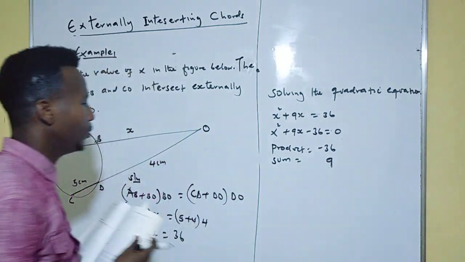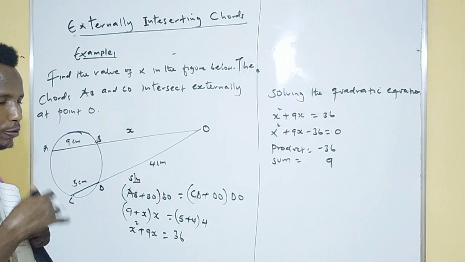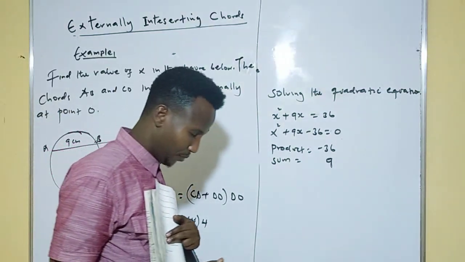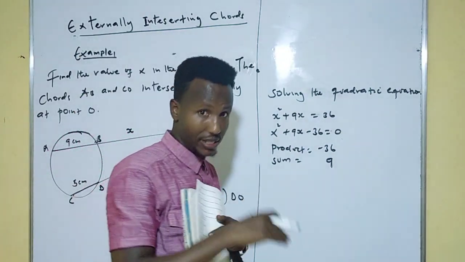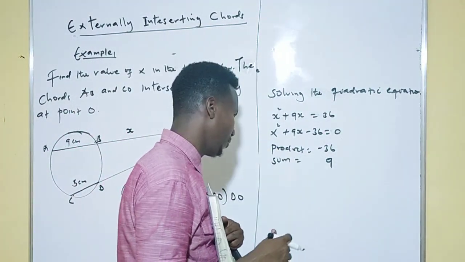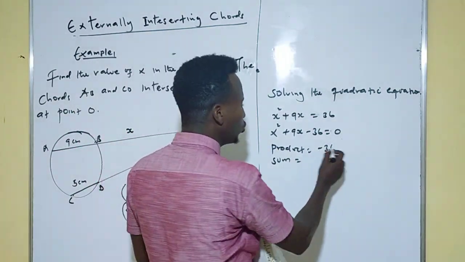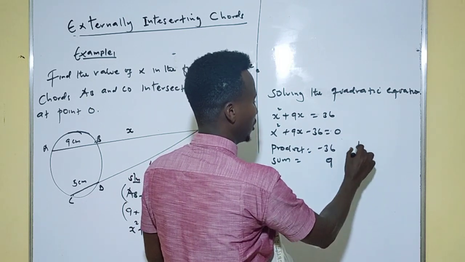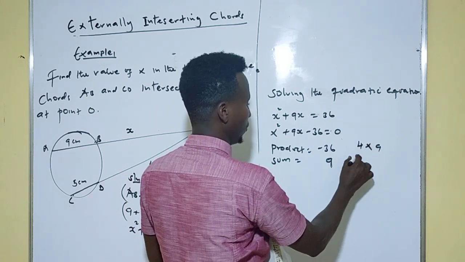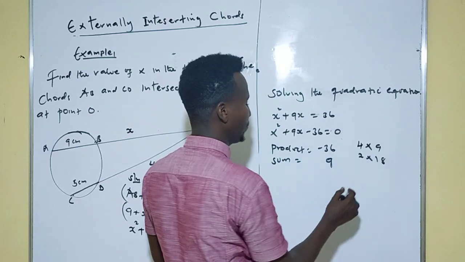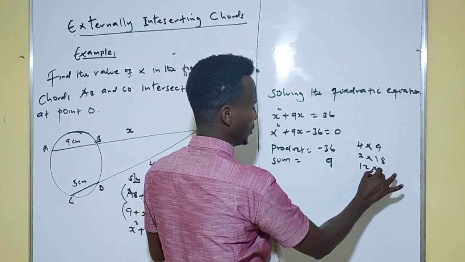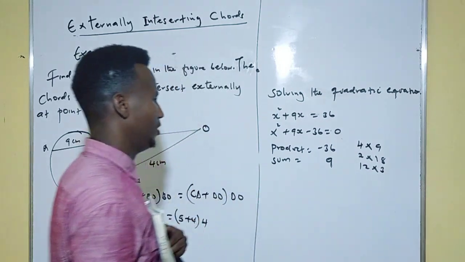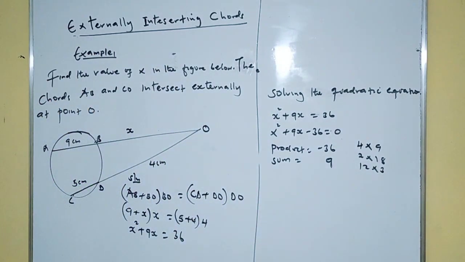Remember when we were dealing with the quadratic, we said if on the product side you have negative and on the sum side you have positive, you will have two numbers of different sign. One will be positive and the other negative. Now the question here is, which two numbers will give us that 6? That is 4 times 9, 2 times 18, what else? 12 times 3. Okay? 12 times 3.